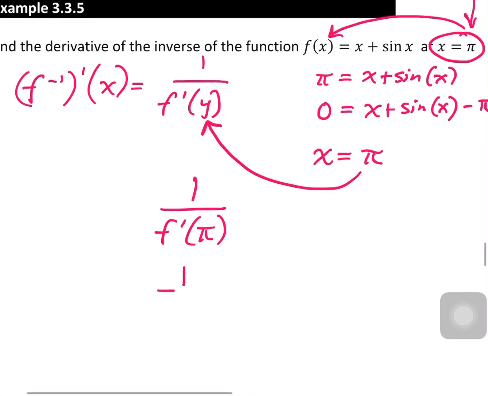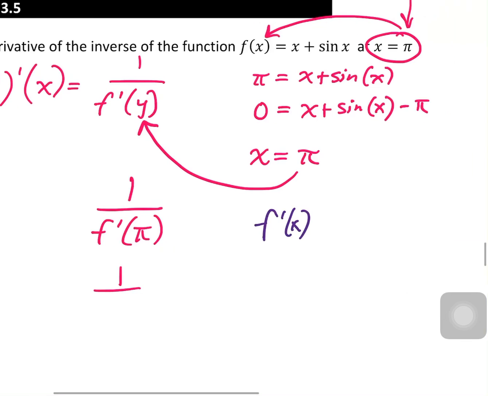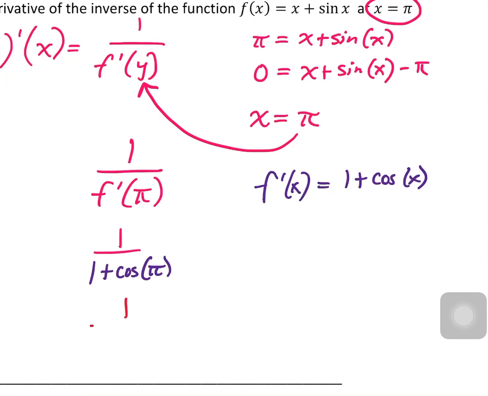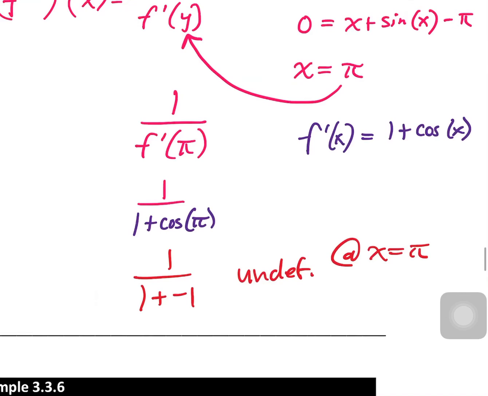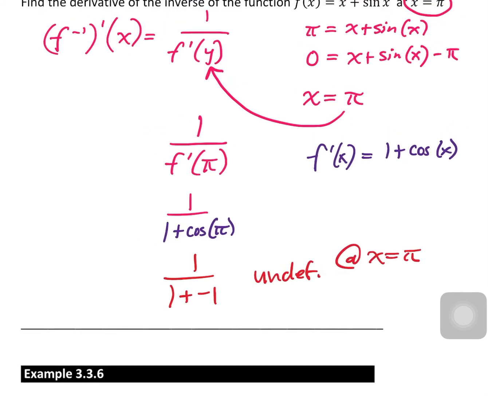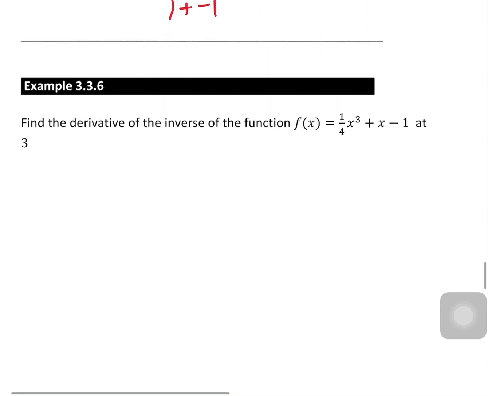And so then I take the derivative of f. What is f prime of x? Well, it would be 1 plus cosine of x. This would be 1 plus cosine of pi in the denominator, which is 1 over 1 plus negative 1, which means that the derivative of the inverse is undefined at x equals pi. Because 1 plus negative 1 would be 0. I get 1 over 0. All right, let's do another example.